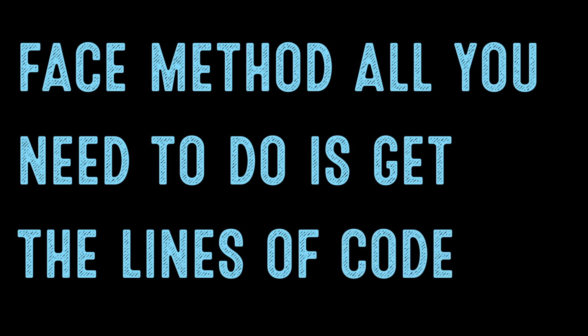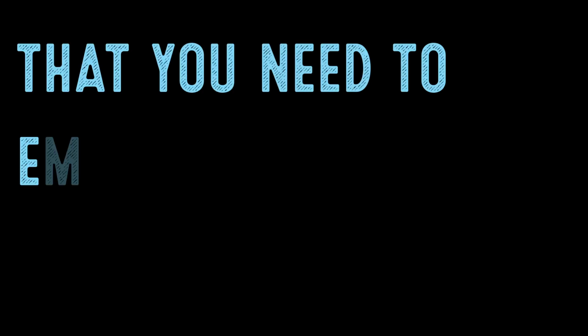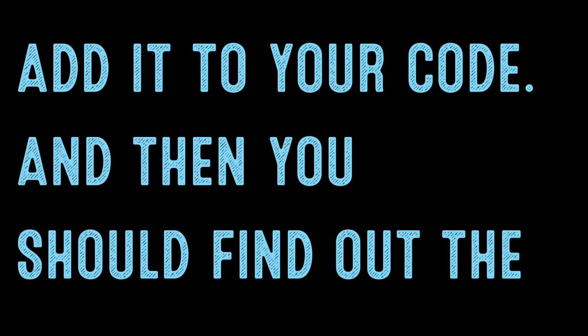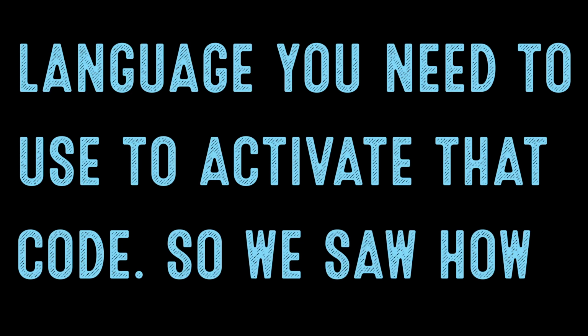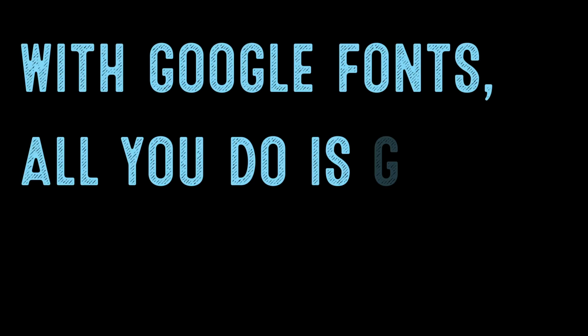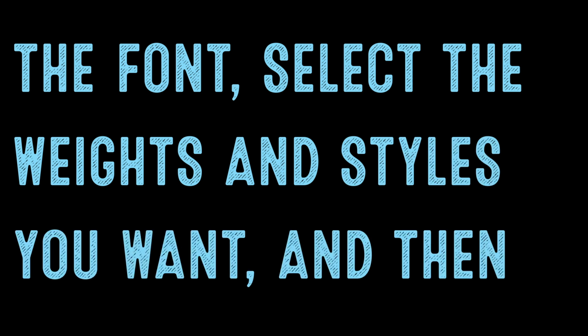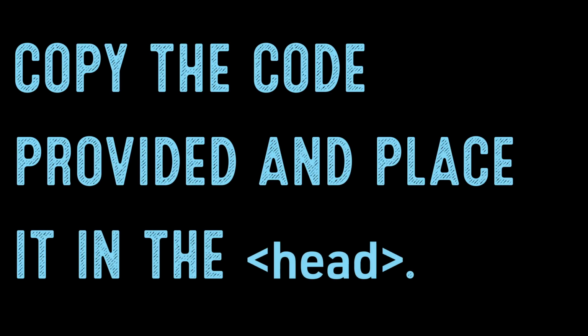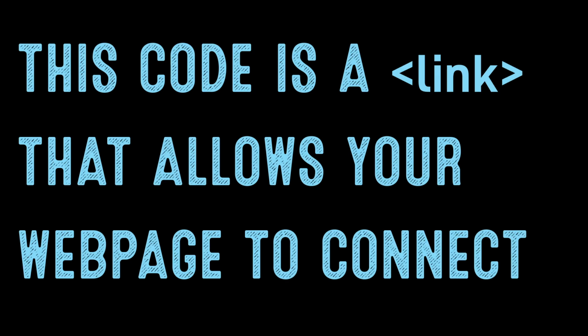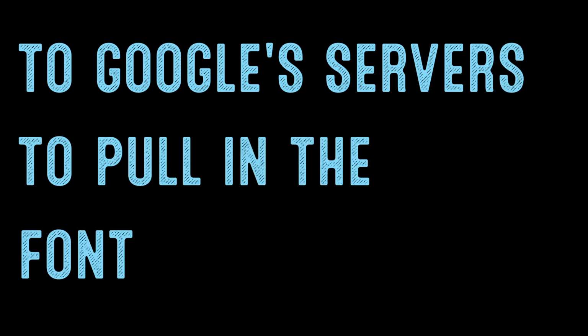The Daily Code Snippet. Previously, we discussed how for a service-based @fontface method, all you need to do is get lines of code that you need to embed from the service's website and add it to your code. And then you should find out the language you need to use to activate that code. So we saw how with Google Fonts, all you do is go to their website, choose the font, select the weights and styles you want, and then copy the code provided and place it in the head element. This code is the link element that allows your web page to connect to Google servers to pull in the font files that are needed for your chosen font.